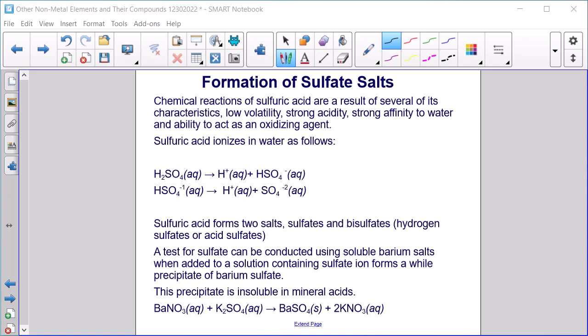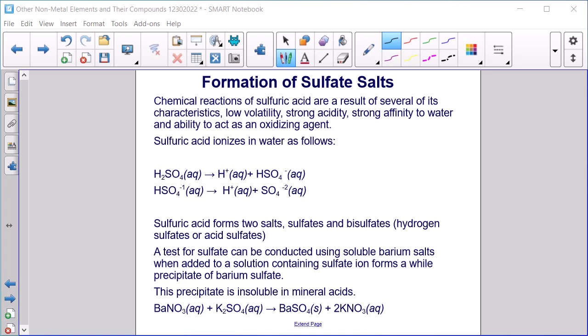Formation of sulfate salts. Chemical reactions of sulfuric acid are a result of several of its characteristics: low volatility, strong acidity, strong affinity to water, and ability to act as an oxidizing agent. Sulfuric acid ionizes in water as follows. Sulfuric acid forms two salts, sulfates and bisulfates, or hydrogen sulfates and acid sulfates.